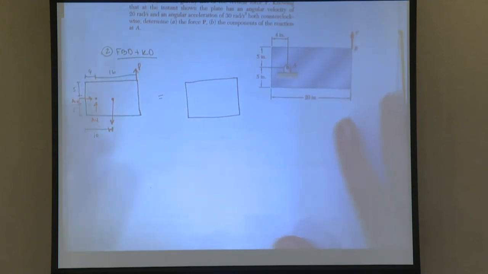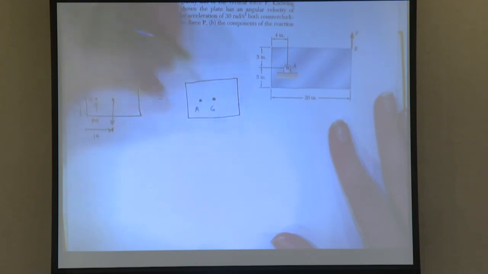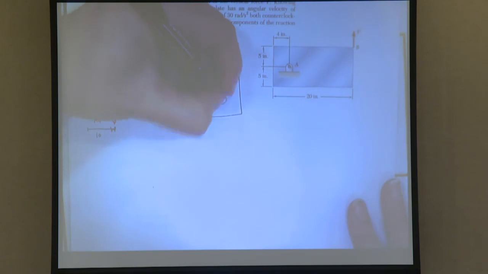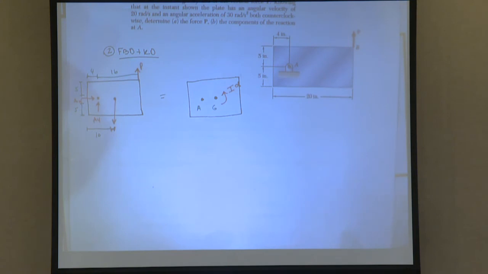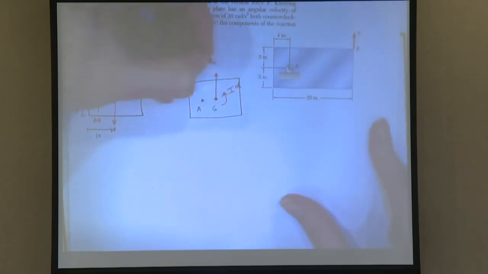Now for our kinetic diagram. Here I have point A, but here I have my center, point G. So we're going to say we have our I alpha about point G. But it's not rotating about point G, right? It's rotating about A. So what I can do is say that at point G, I have MAT and I have MAN.